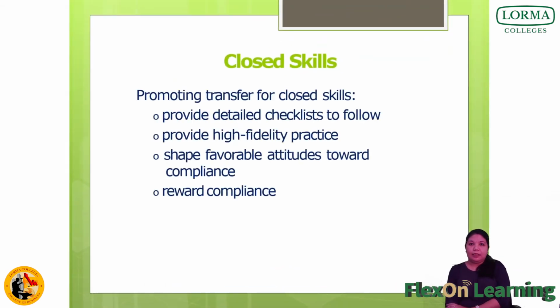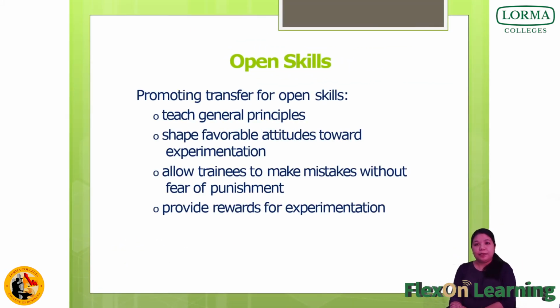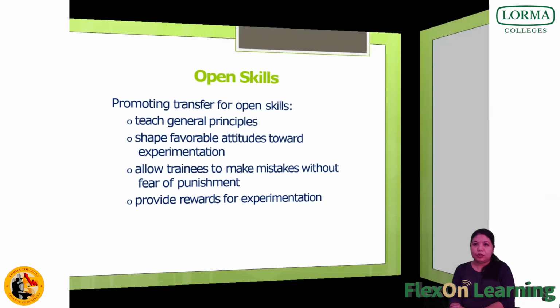Transfer of closed skills can be promoted by providing detailed checklists to follow, providing high-fidelity practice, shaping favorable attitudes toward compliance, and rewarding compliance. For open skills, teach general principles, shape favorable attitudes toward experimentation, allow trainees to make mistakes without fear of punishment, and provide rewards for experimentation.